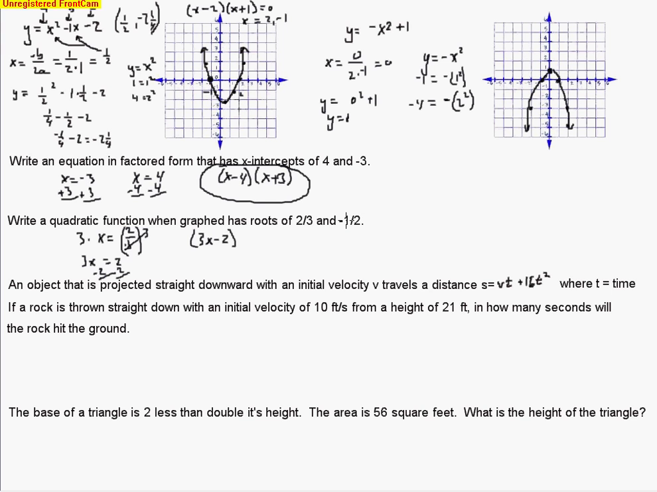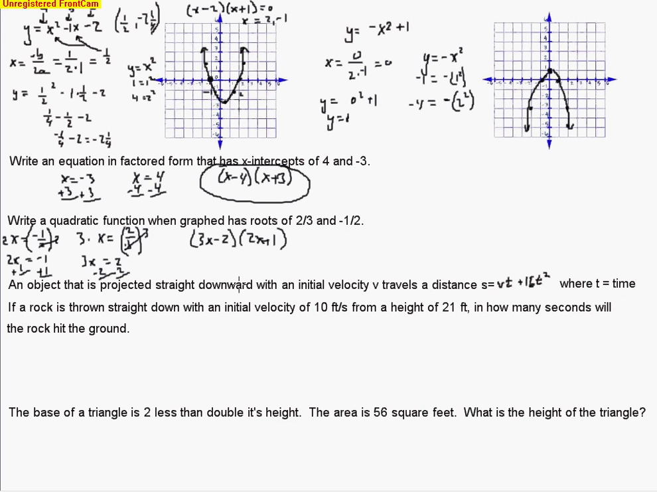The other one was negative 1/2. So how'd they get that? Well, x equals negative 1/2. What they do is just do an opposite operation. Multiply by 2, do the same thing on the other side. So 2x equals negative 1, then just add the 1 to both sides. And that's it. So the other factor is going to be 2x plus 1.